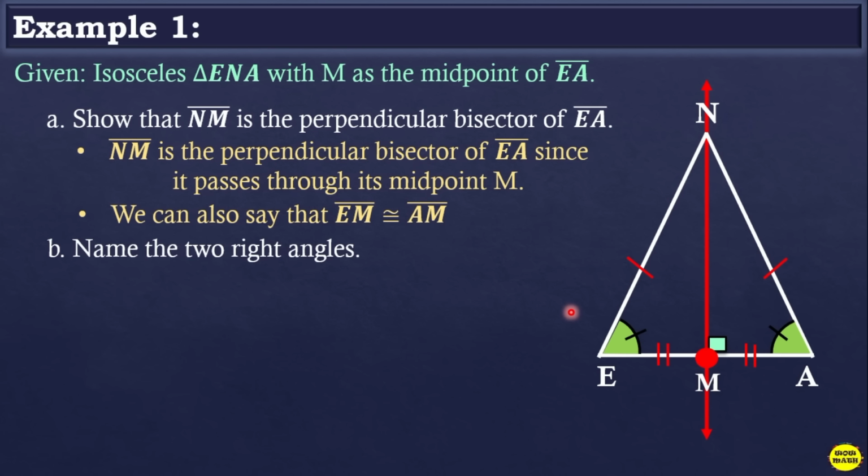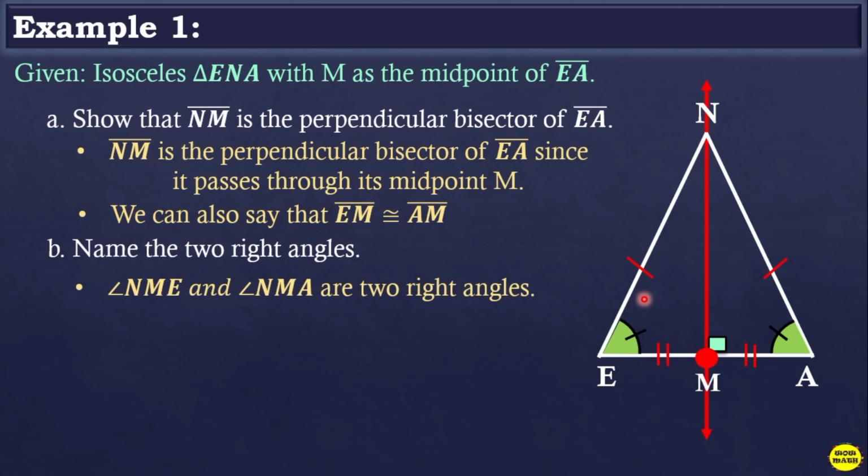Next, name the two right angles. So, ito na nga po. So, what are the two right angles? We have angle NME and NMA are two right angles. Name the two congruent triangles.